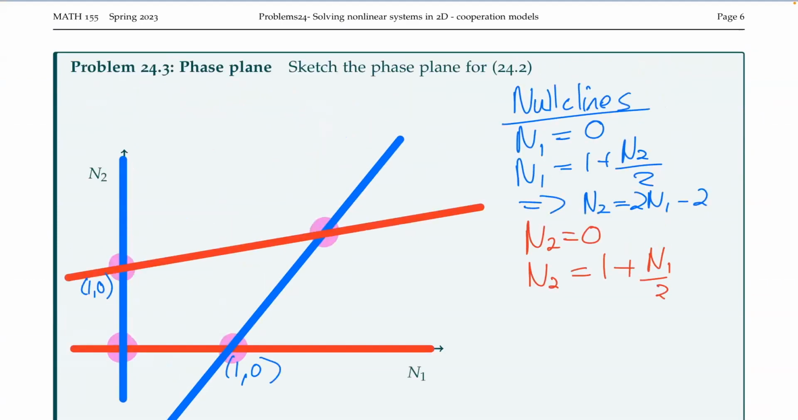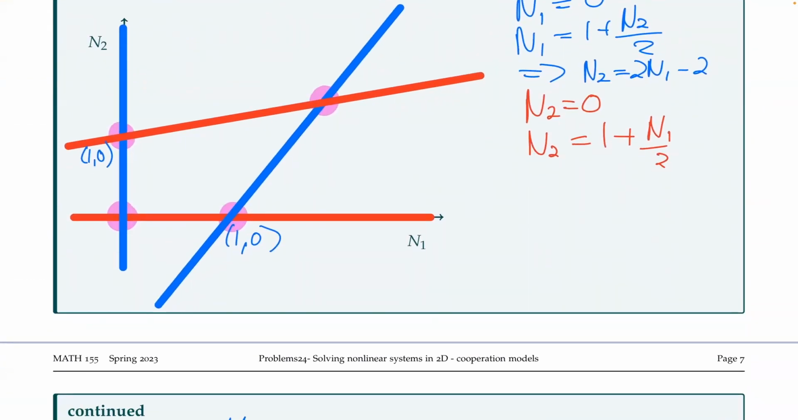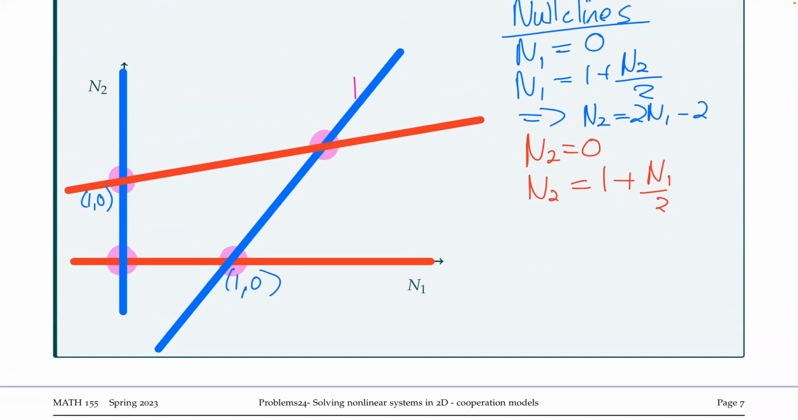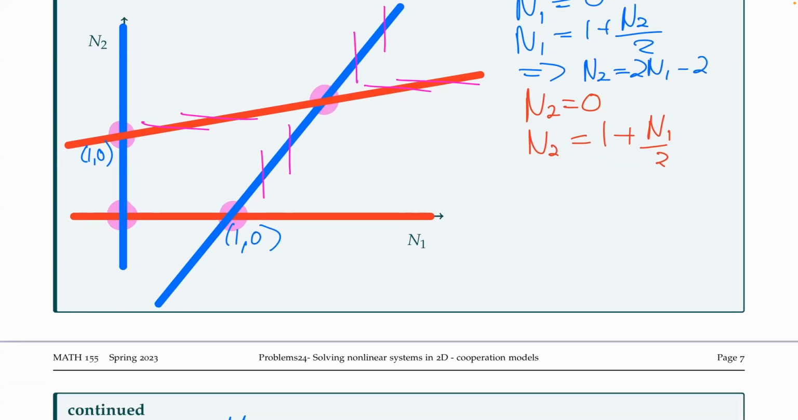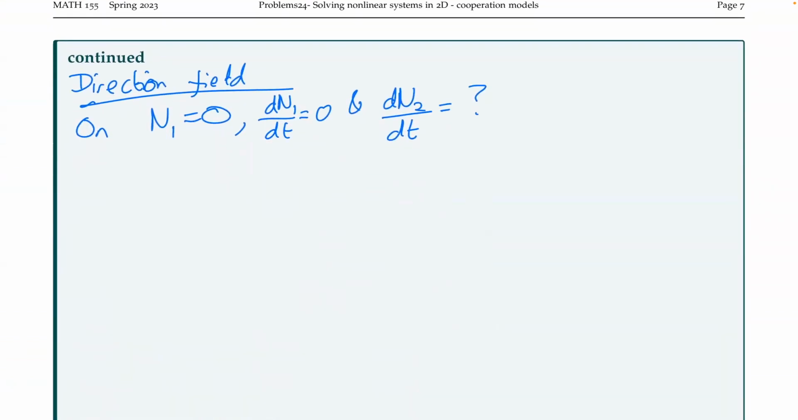So typically at this point, I like to draw on some horizontal and vertical lines. So I know on my blue null line that I must be moving up and down. I can't be moving left and right. And we know on my red null line, I must be moving left or right. I can't be moving up or down. That helps me make sure I don't accidentally put my arrows on the wrong axes.